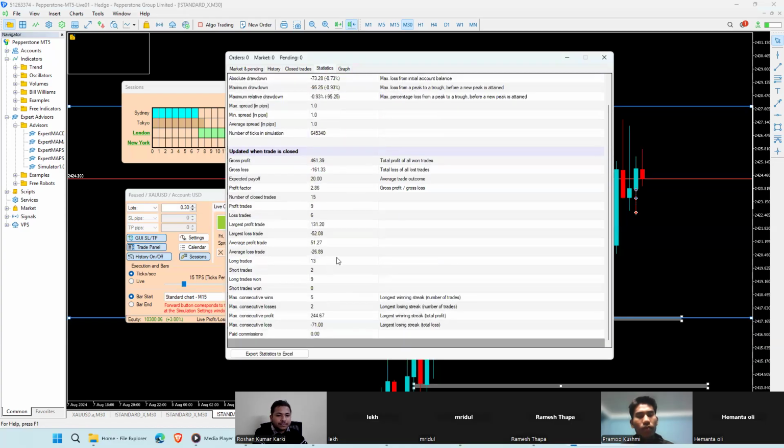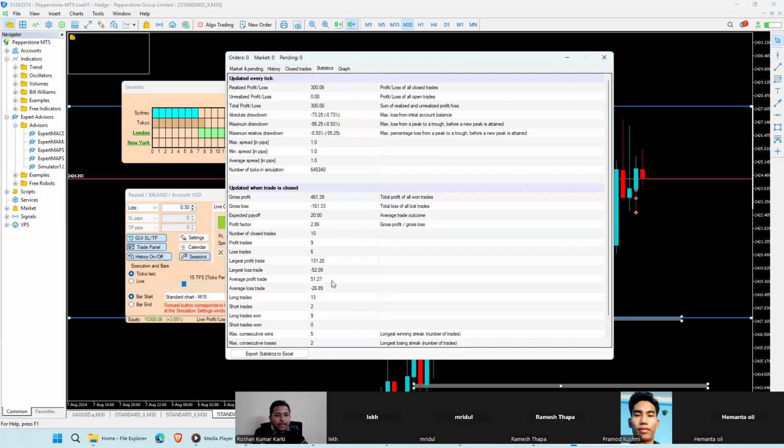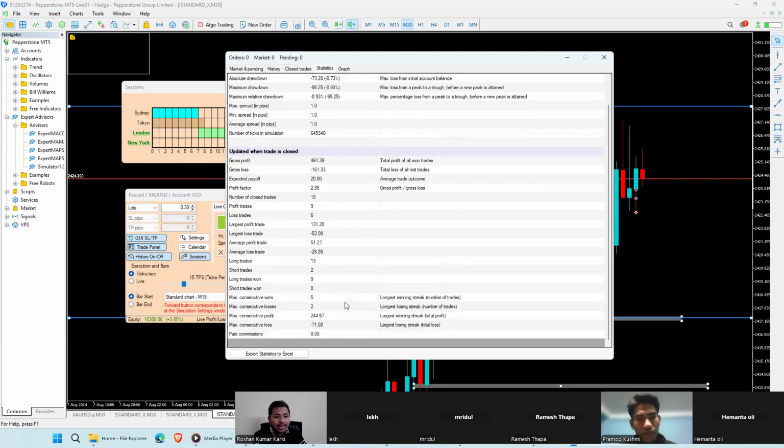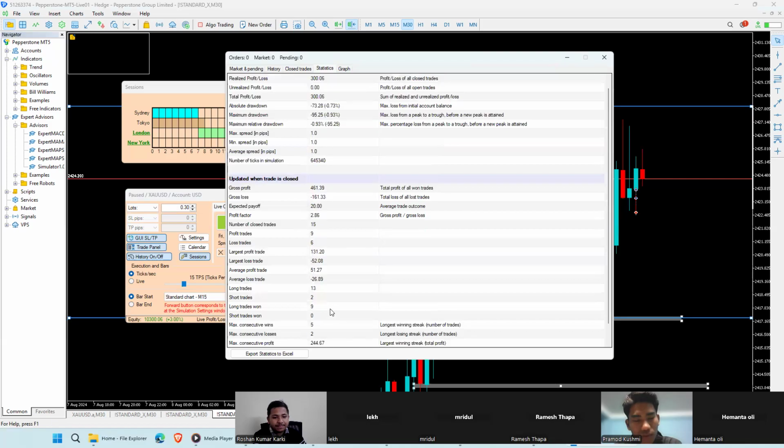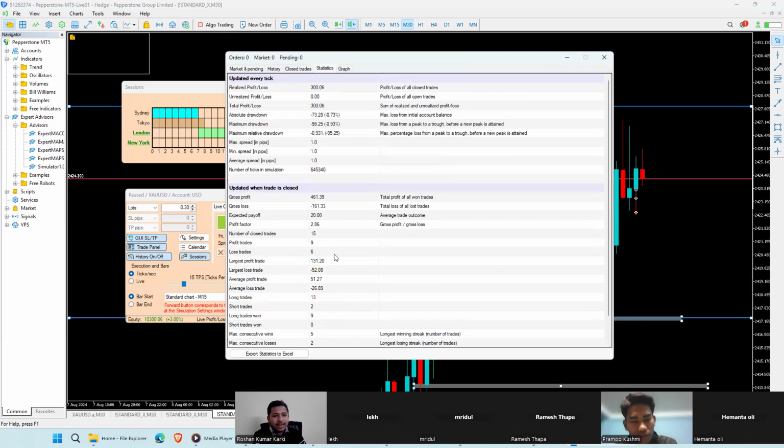So look at here. The largest profit trade is $131. And the largest loss trade, only $52. It's the way of risk management. All right. So how many trades did we take? Long trades 13 and short trades 2. Out of 13 long trades, 9 won, which means more than 80% accuracy. So it is what it is. We have made like $300.